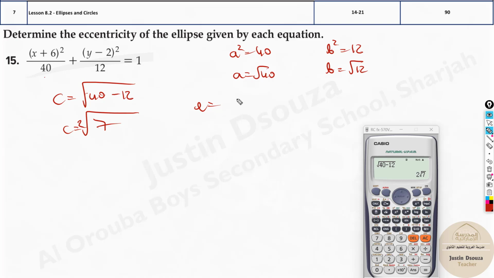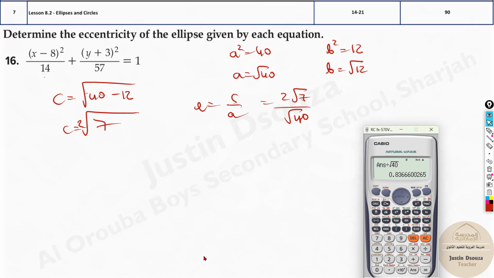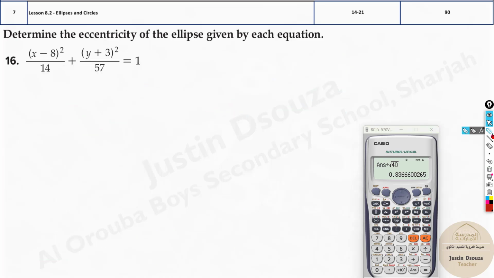And now what is the e value? c by a, that is 2 root 7 divided by root of 40. This is 40. And that will be the answer. This divided by root 40 will give you 0.84 you can consider. Okay, they have taken 0.837, 3 decimals, so that's the answer. So that's how. Please do try solving all these problems by yourselves.